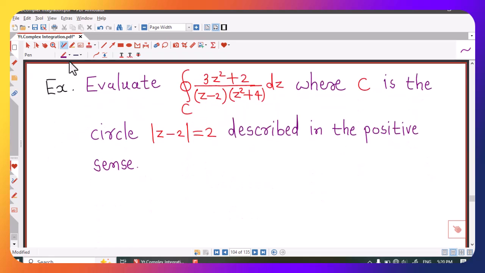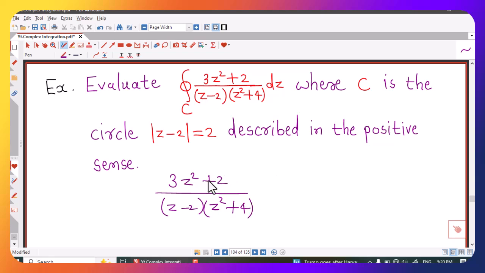Our function is 3z square plus 2 divided by z minus 2 times z square plus 4, and this is a division of two polynomial functions. One polynomial is 3z square plus 2 in the numerator, and in the denominator we have a product of two polynomials, which is again a polynomial. So we know that a polynomial function is analytic everywhere in the complex plane.